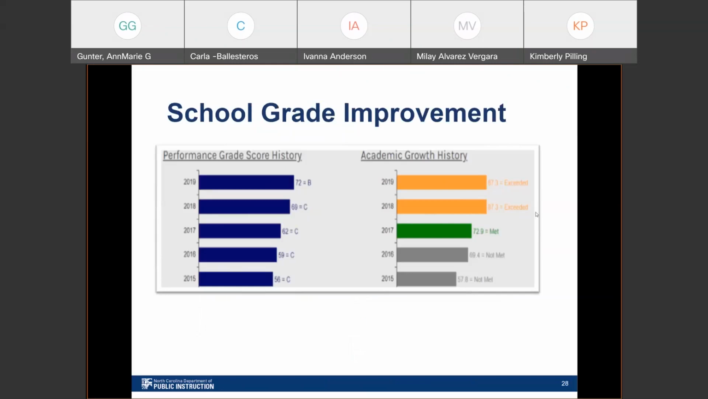So we've had some really great growth at Jones. You can see that since 2015, the performance grade for the elementary school has gone from a C to a B, from a 56 to a 72. Hopefully you can see that all right on the slide. And academic growth in 2015 and 2016 did not meet. They met in 2017, and they have exceeded growth in 2018 and 2019. So there are some really positive numbers there. And there are a few reasons we think are contributing to those numbers, and I'll talk about those in just a second. If we can go to the next slide, please.